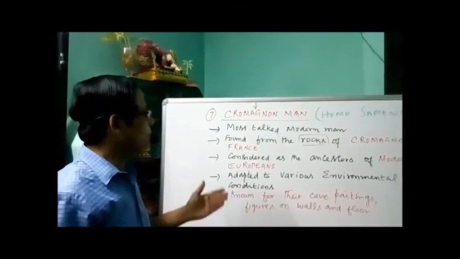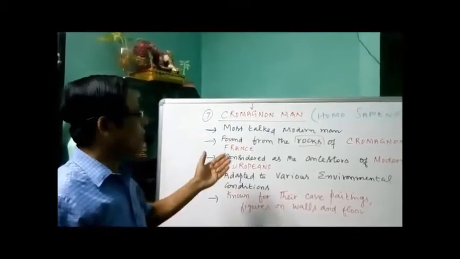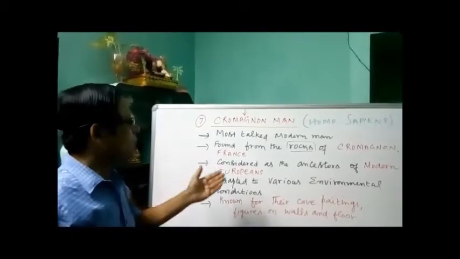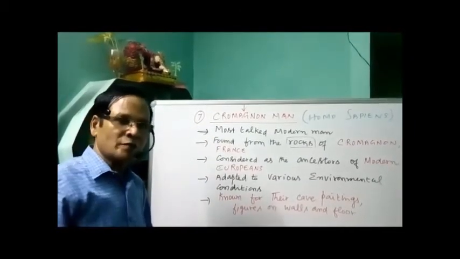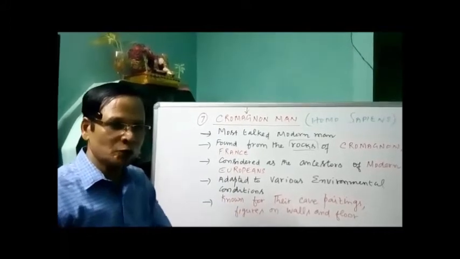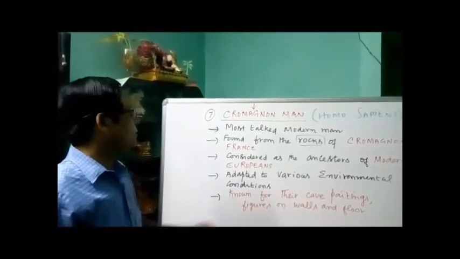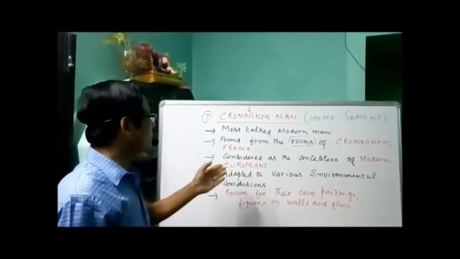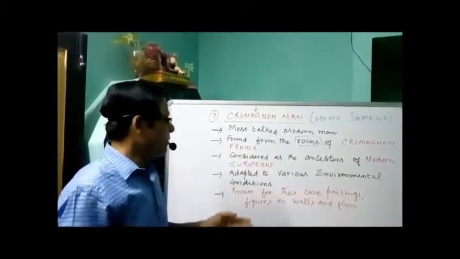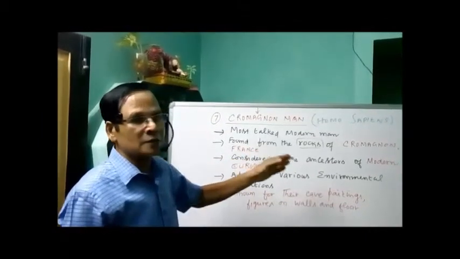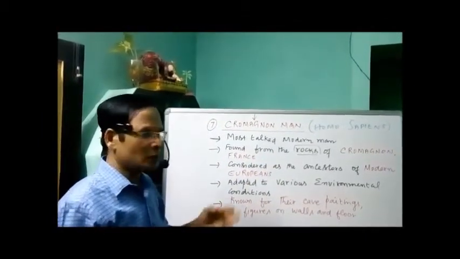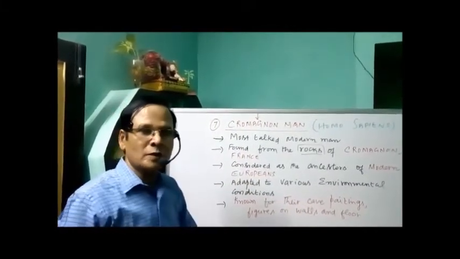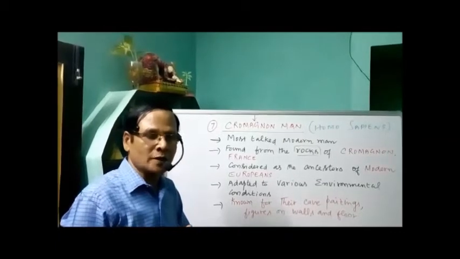The next man in human evolution was Cro-Magnon man, normally called Homo sapiens, the most top modern man. He also had a brain capacity similar to the present man. He was found from the rocks of Cro-Magnon in France, hence the name Cro-Magnon man. So they were considered the ancestors of modern Europeans. They were adapted to various environmental conditions.